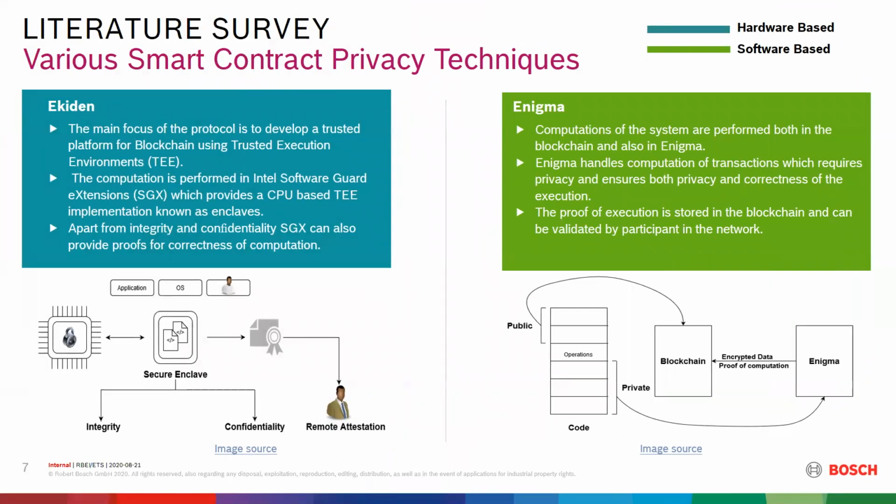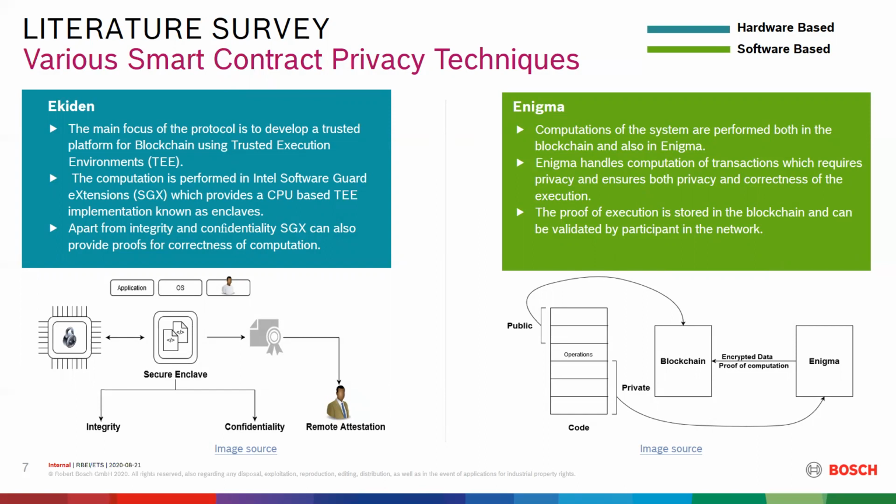Let's deep dive into the frameworks that we have chosen for our paper. The first one is Ekiden. The main focus of the protocol is to develop a trusted platform for blockchain using trusted execution environments, and they have used Intel Software Guard Extensions for the same. It is able to provide integrity and confidentiality. Apart from that, it can also provide proofs for correctness of computation.